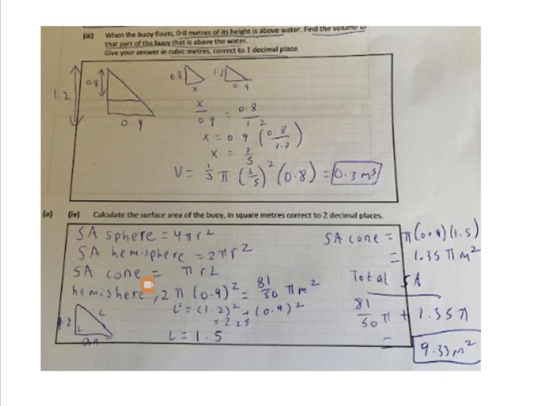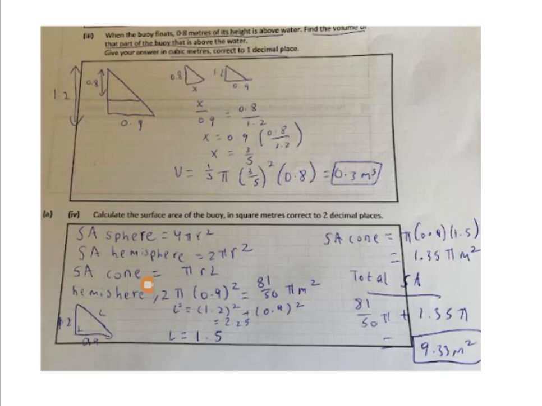Looking at the hemisphere first, we have all the information we need already to calculate the surface area. Plugging in 0.9 for our radius, we get the surface area to be 81/50 pi meters squared. Then for the cone, I'm going to draw out a little triangle again, and since it's a right angle triangle, we can use Pythagoras' theorem to find l. So Pythagoras' theorem gives us l squared equal to 1.2 squared plus 0.9 squared.